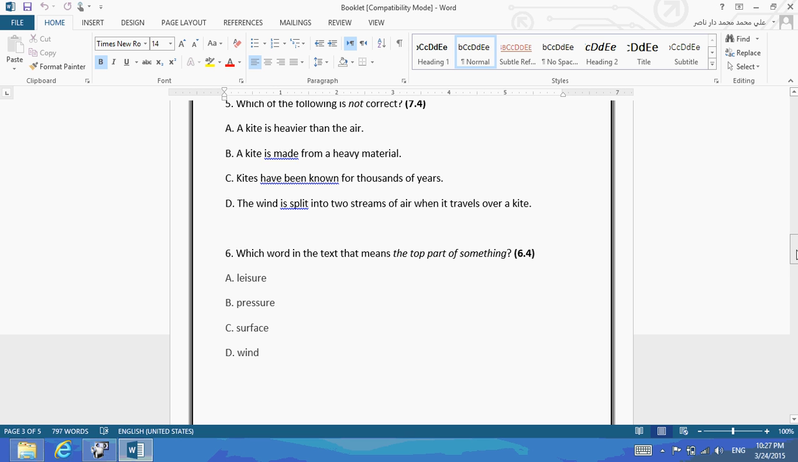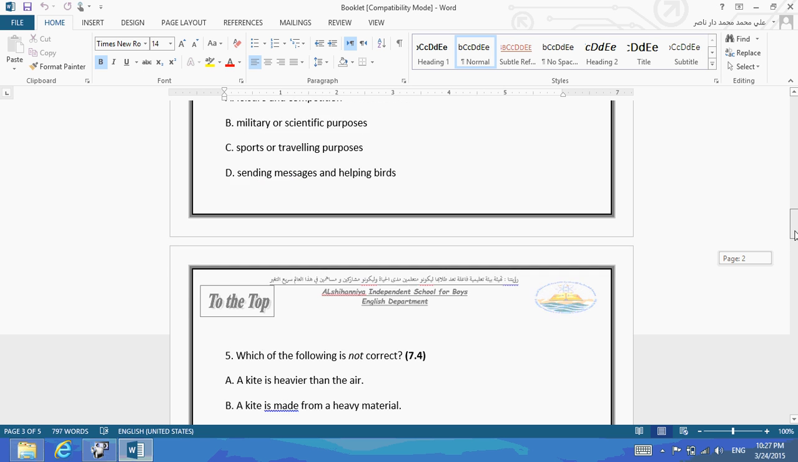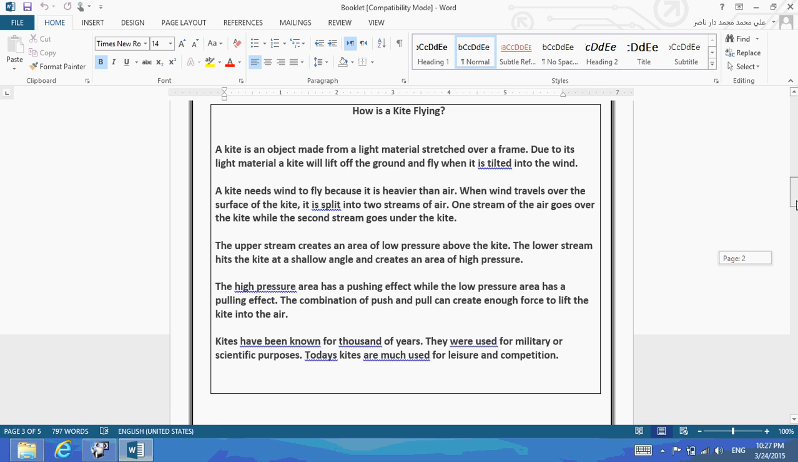The top part of something: leisure, pressure, surface, wind. The answer is surface, and here is the word surface, which means the top part of something.